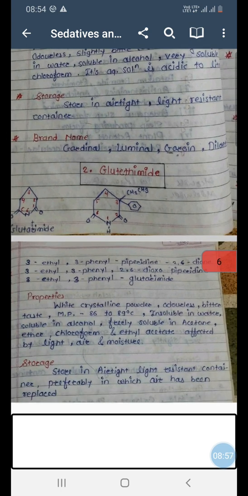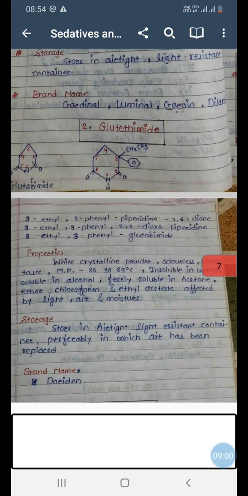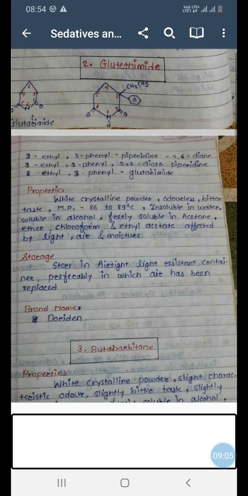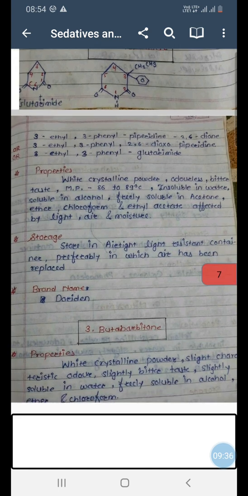Then you should go through the properties. Storage is again normal storage condition, where one additional thing is there, that the compound is sensitive to exposure to air and moisture. That's why it should preferably be kept in an inert atmosphere, or where the air in the container has been replaced by nitrogen. Then its brand name is Doriden.